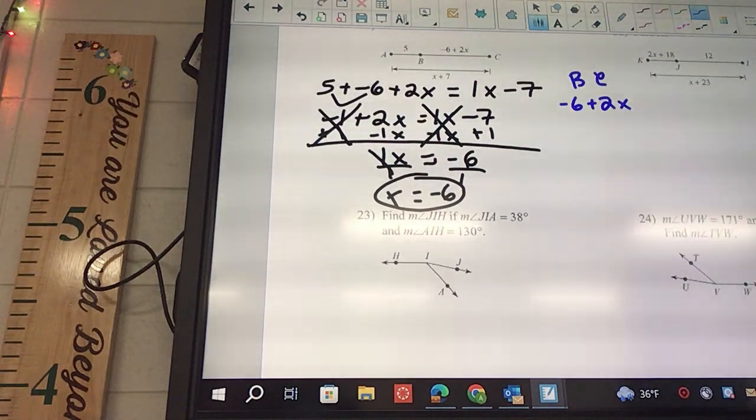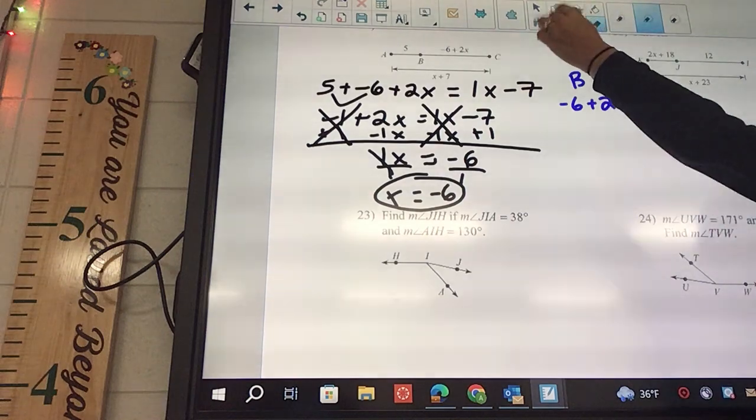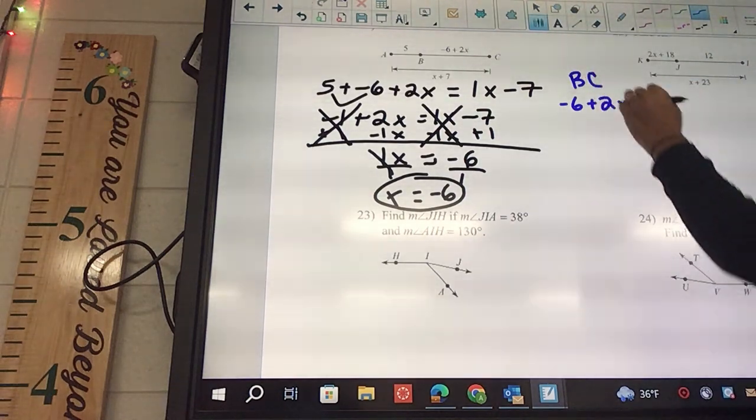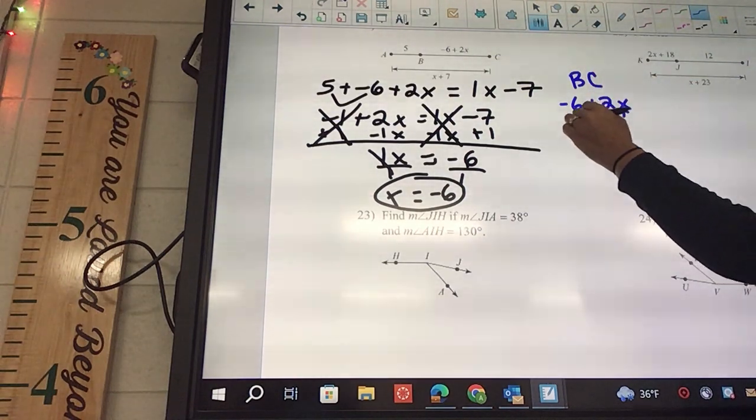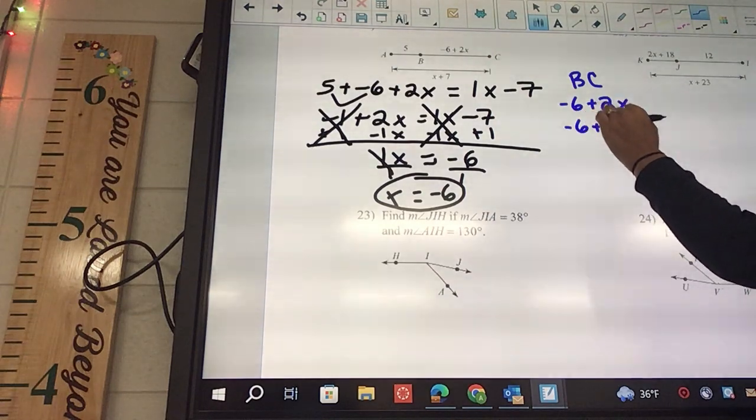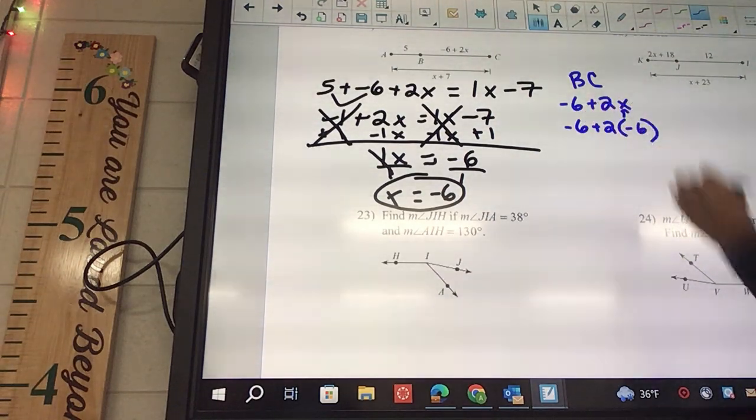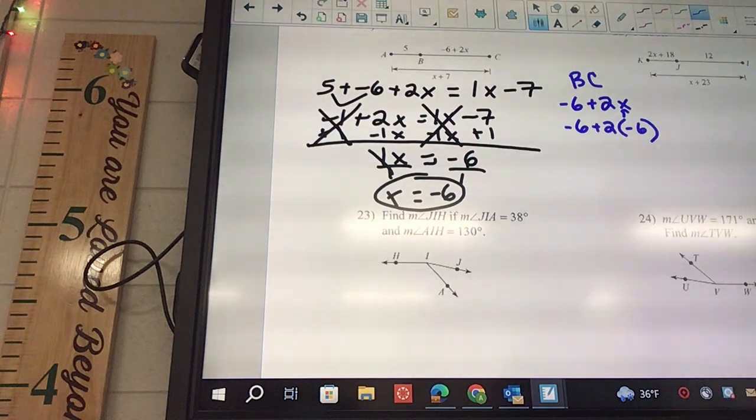Now we know what our x is. What is our x? -6. So we're going to put a -6 here. It's going to look like -6 plus 2 times -6. That part you can just type in your calculator and it'll do all the math for you. So type that in and see what you get.